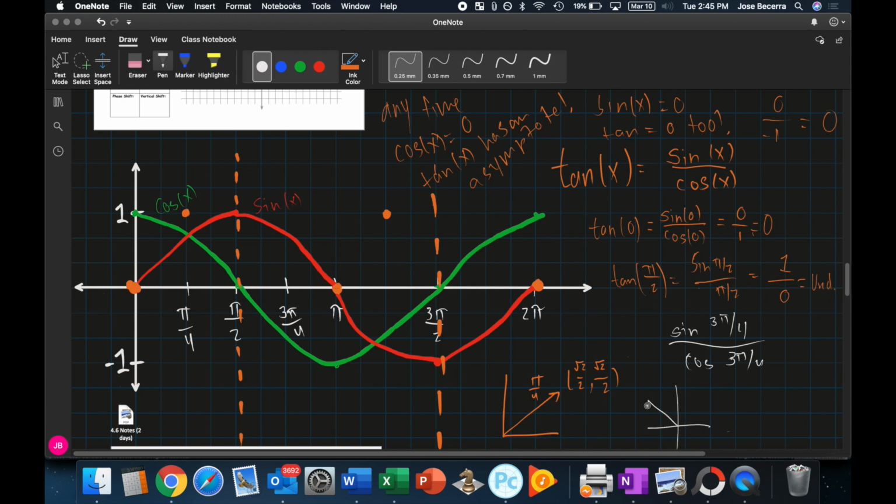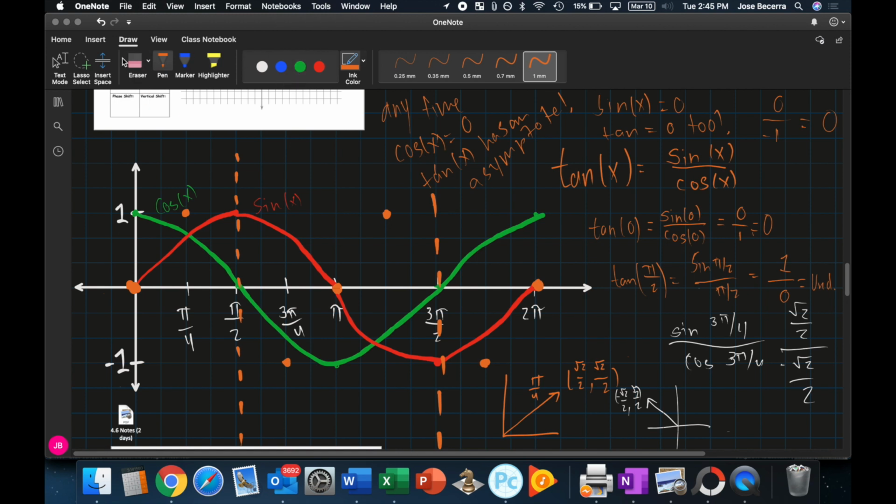3 pi over 4 is this way on the unit circle. And you have an x and a y coordinate. It's actually negative square root of 2 over 2 and a positive square root of 2 over 2. So what happens when you divide a positive square root of 2 over 2 by a negative square root of 2 over 2? Your answer is just going to be negative 1. So notice that we have a couple of these dots going on here. And any time that they're opposite of each other, one's positive, one's negative, but they're the same value, then your answer is going to be negative 1.